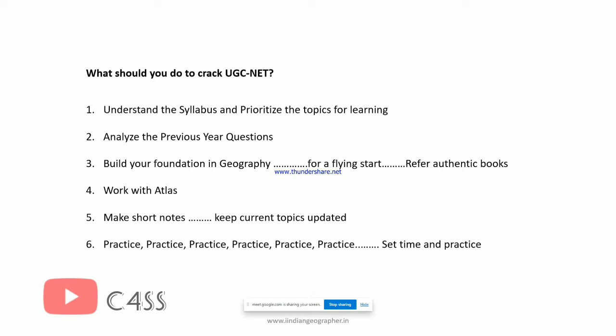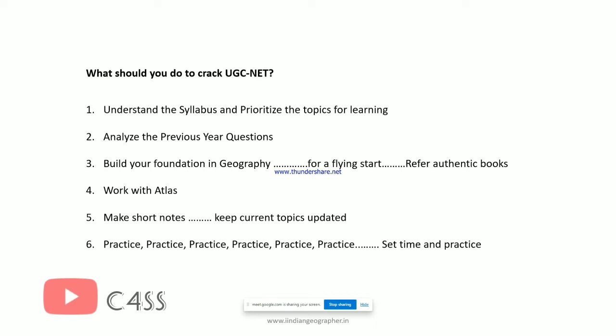Maybe you can ask your parents or brothers or sisters or anyone to monitor the time, or you can keep an alarm on your mobile phone, right? So you can do it on your own, right? So these are the 6 things that you are supposed to follow. Now I'll just illustrate to you how to do a question paper analysis.